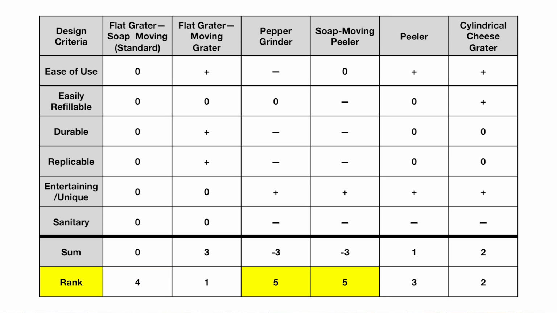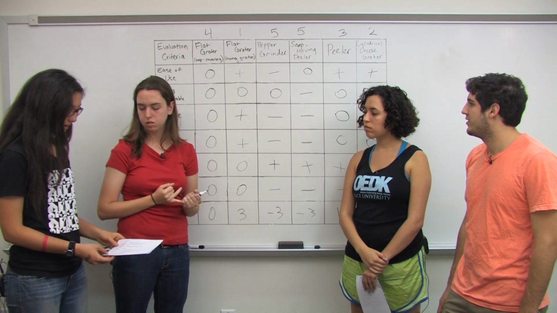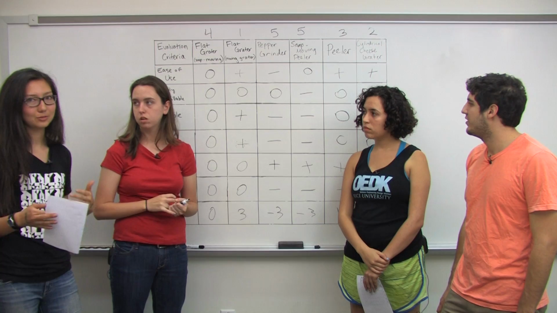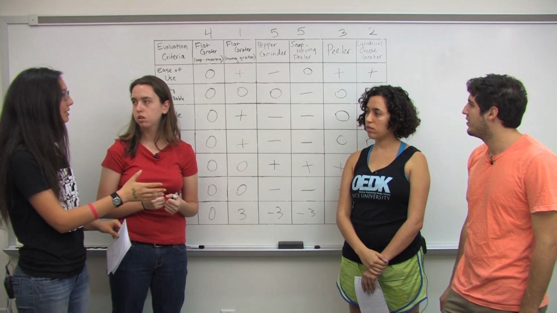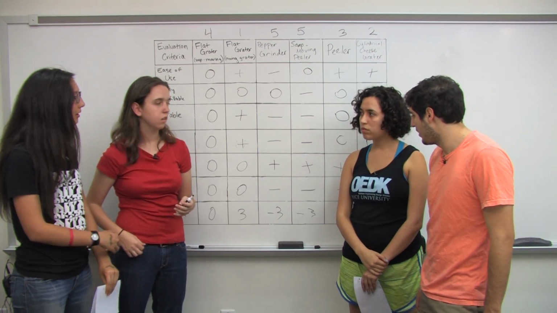Below the standard were the pepper grinder and the soap moving peeler. So now that we've reflected on these and given them a ranking, what we have to do is select a couple of these to move forward with for further screening.